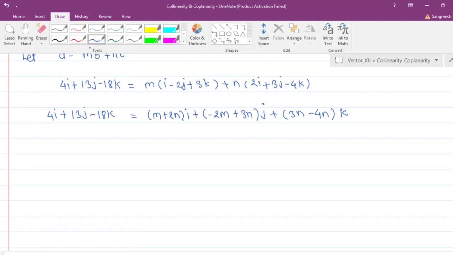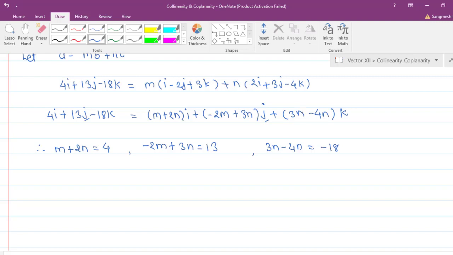As the vectors are the same, we can equate the coefficients of i, j, k. Therefore m plus 2n equals 4, minus 2m plus 3n equals 13, comparing the coefficient of j with the coefficient of j, and 3m minus 4n equals minus 18. Now you have these three equations.